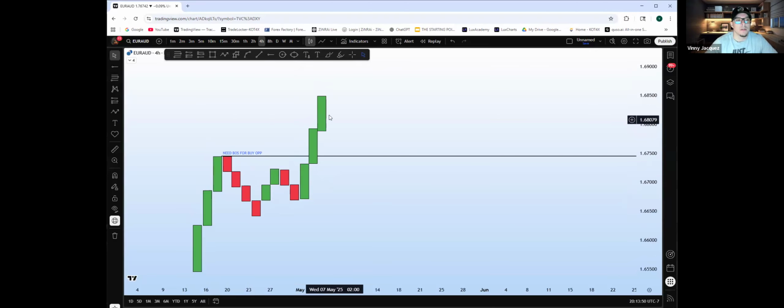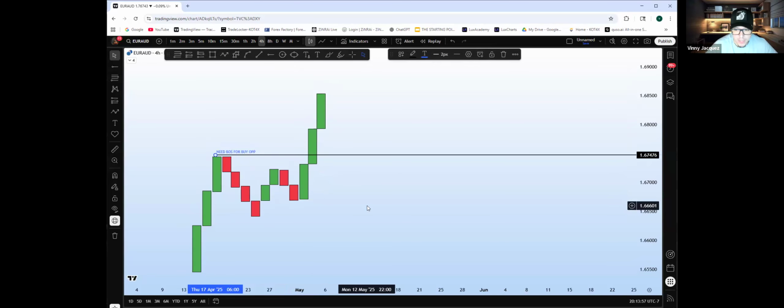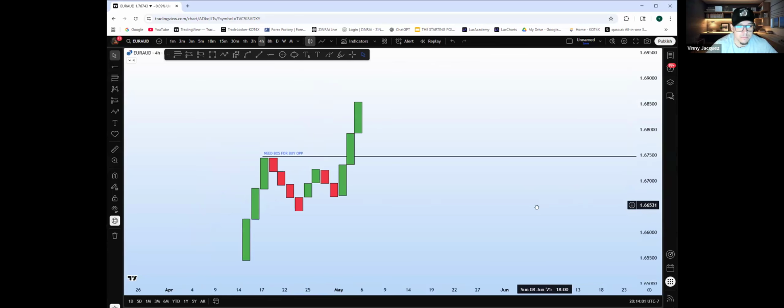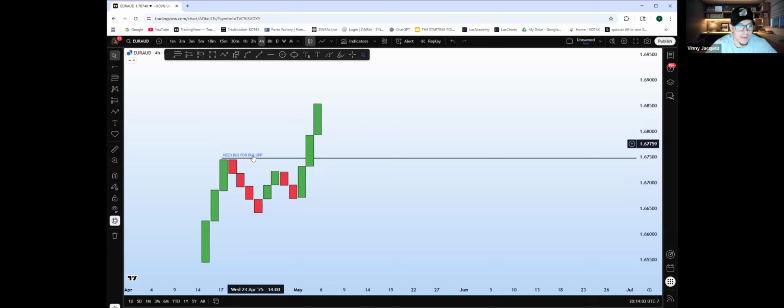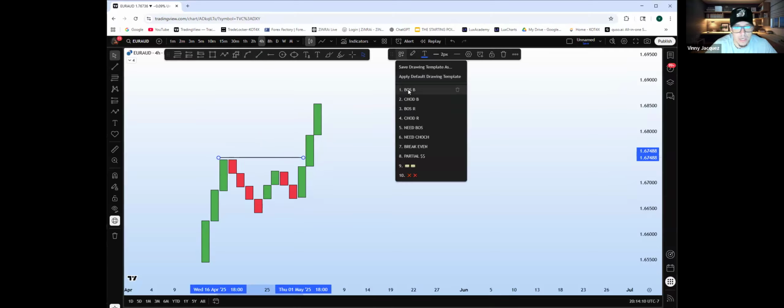All right, cool. So now we have the break of structure. Would you guys agree? We have now gotten our break of structure to the upside. Yes or no? Yes, right? We have the break of structure. So let's confirm. We have the BOS to the upside.